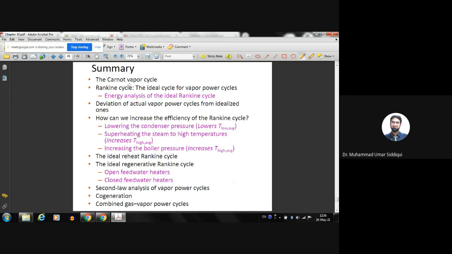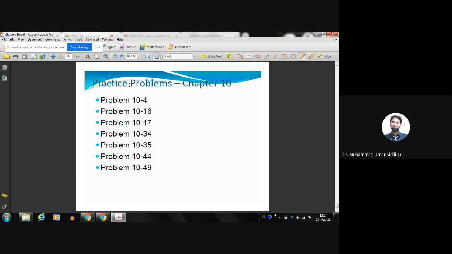So that actually concludes the analysis of the power cycles which are using the vapor, meaning the steam or the water, as a working fluid. And that actually concludes the analysis of Rankine cycle in this chapter. You have some practice problems related to chapter number 10. The solutions of the practice problems are already provided to you in the Google Classroom.